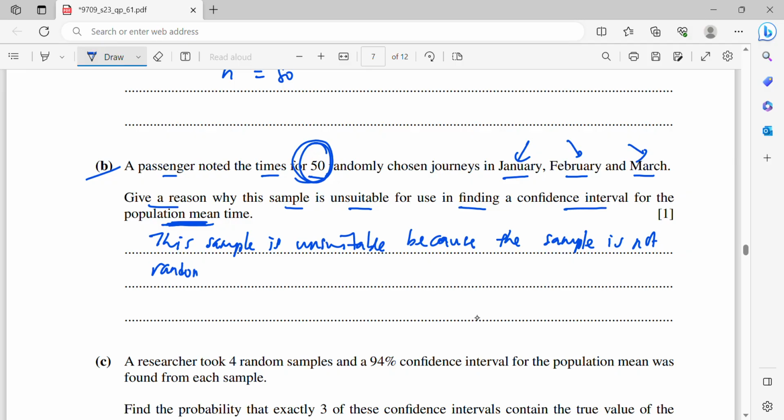We always look for a random sample, right? It's not randomly taken throughout the whole year. So that's the reason why this sample is not suitable.